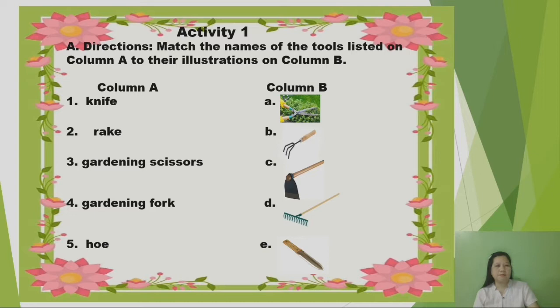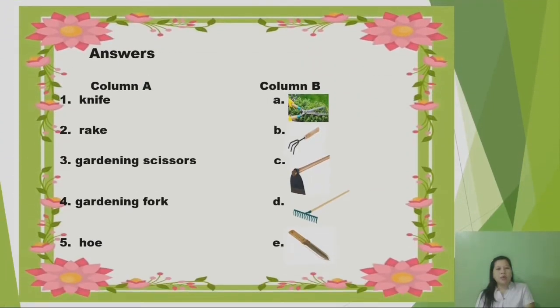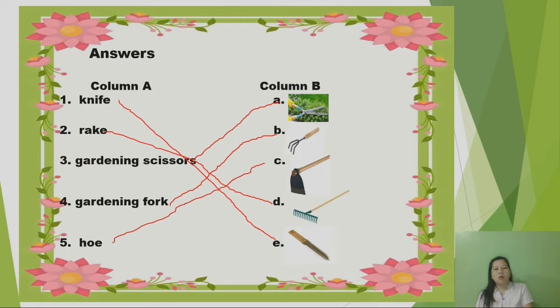Time's up. Okay, class. Let us check if your answers are correct. Number 1, knife. Number 2, rake. Number 3, gardening scissors. Number 4, gardening fork. And number 5, hoe. I hope you can get all the correct answers.